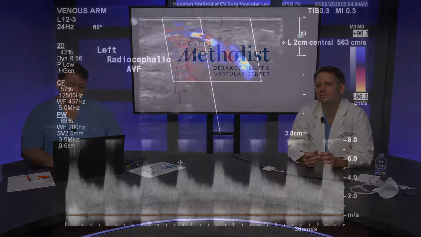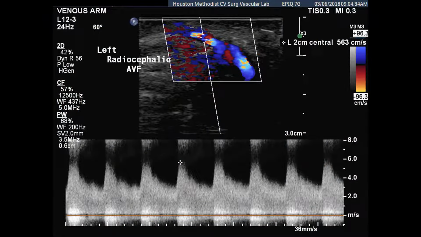So here we are at the anastomosis site, and one of my questions is, let's say that here's my stenosis.